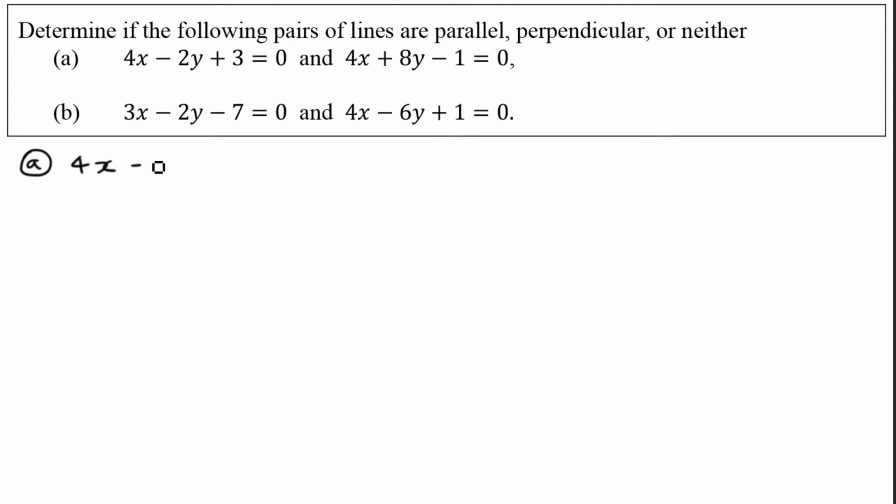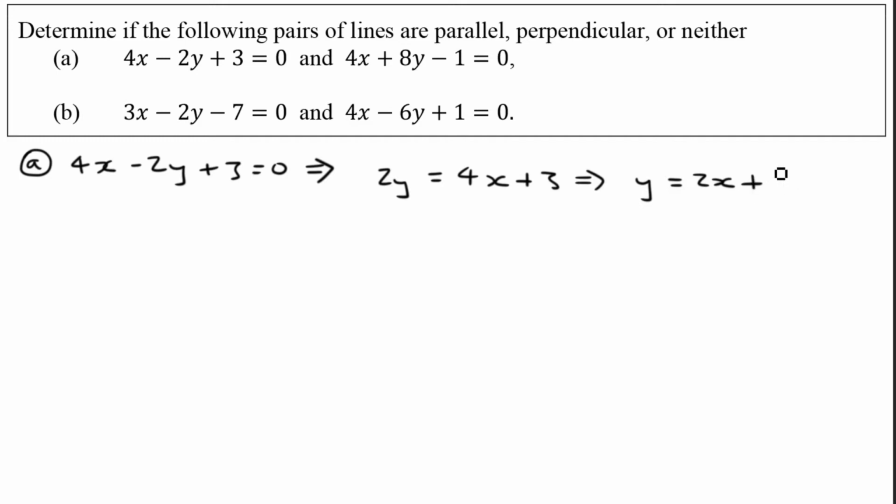All these equations are given to us in the attractive to look at but difficult to work with form. So if we take the first line in A, add 2y to both sides, 2y is 4x plus 3. Therefore, dividing by 2, y is 2x plus 3 over 2. The important point is that the gradient of the first line, let's call it m1, is 2.